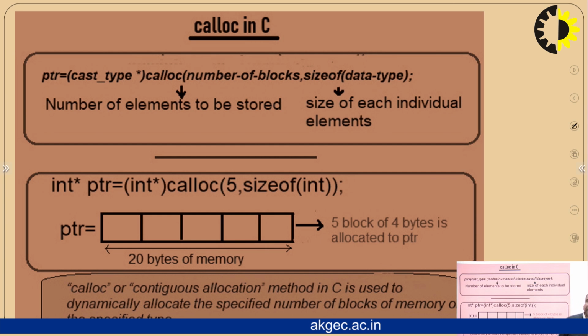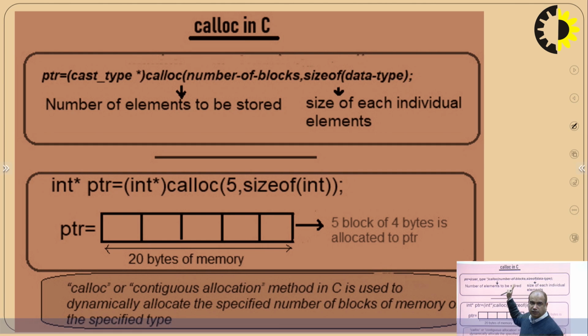If I talk about the syntax as well as its diagram, here is the syntax: the cast type, calloc(number of blocks, sizeof(data type)). Here is how it is going to be created: the size of each element is 4 bytes, and the number of elements, or blocks, is going to be 5.